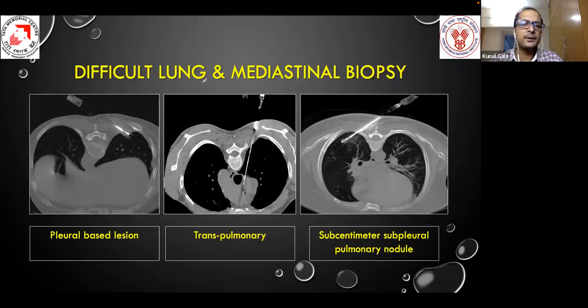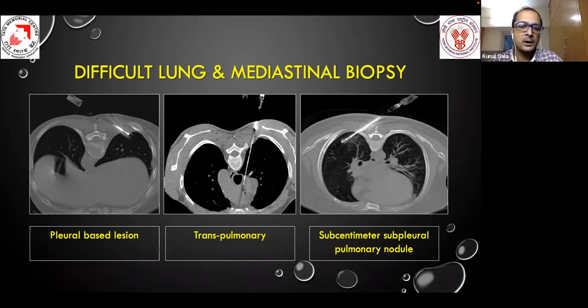So coming on to the difficult lung biopsy and mediastinal biopsy. If anything is located in the pleural base, it is the most difficult position, because the lung keeps on moving with inspiration and expiration. So what instruction does one need to give? One needs to give the instruction of holding the breath at the end of expiration and then take the biopsy. So that is one of the approaches.